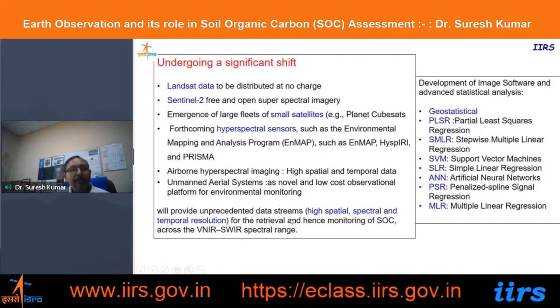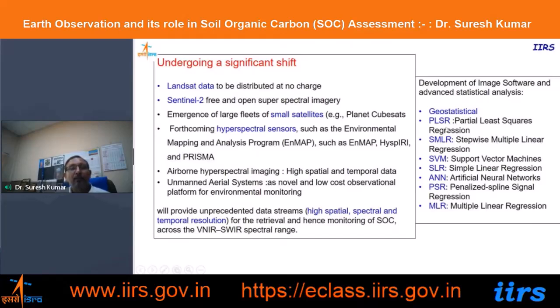So today there is availability of high spatial, spectral and temporal resolutions. We have spatial resolutions from 1 meter, from 5 meter to 30 meter. Spectral bands, you have 4 spectral bands, 10 to 15 multispectral bands, and hyperspectral up to 100 spectral bands. And temporal, you have weekly remote sensing data, which can give a major breakthrough in mapping of soil organic carbon.